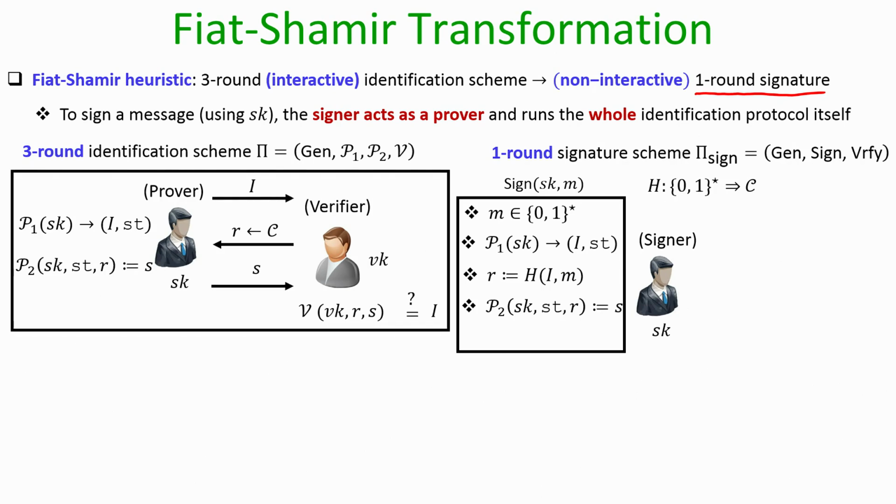Now, once R is generated, the signer has to generate the response part, namely by running the algorithm P sub 2, and finally the signature is R comma S.